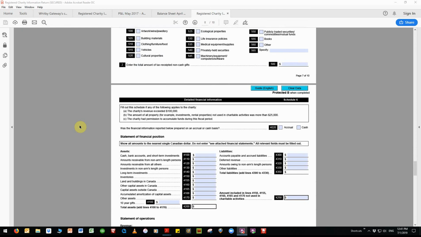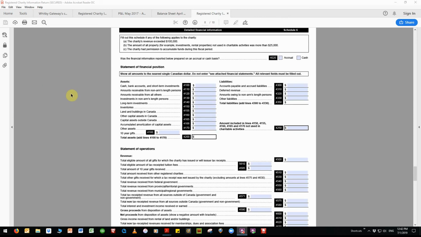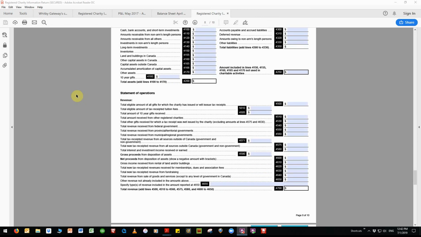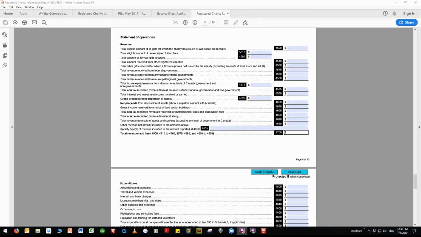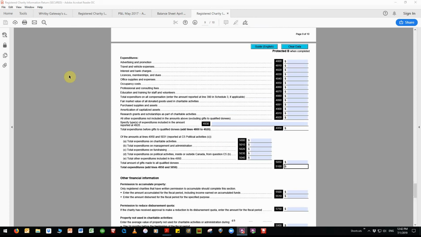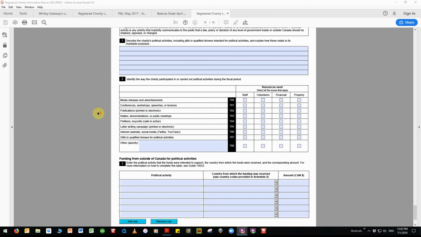Then we go down to page 8, detailed financial information. Again, this is information you get off either your balance sheet or your profit and loss for the year ending April 30th. And then you just fill in the information that is required there. The same goes for page 9 in your expenditures, just off of your balance sheet and your profit and loss statement. Then in the last page, they're looking for your political activities or anything that you may be involved in.